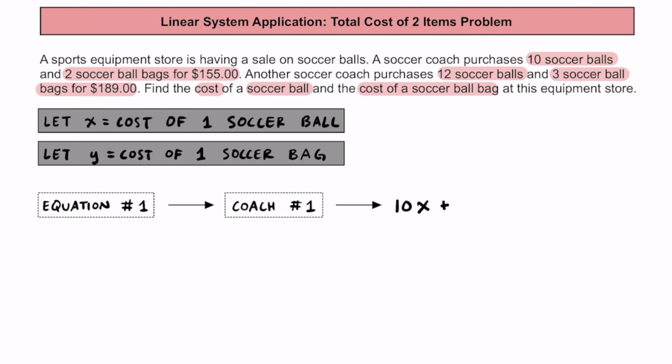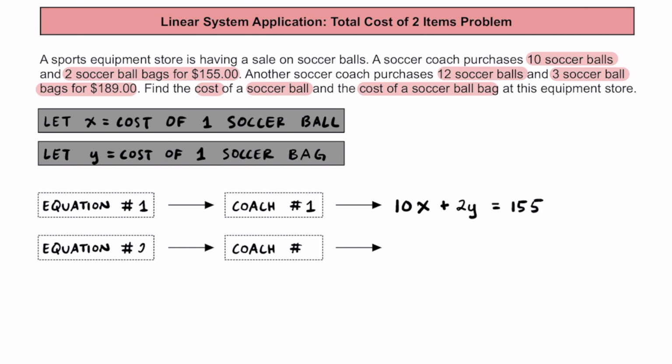But they also buy some of these soccer ball bags, so they buy 2 of these bags, and again, we don't know the cost of them. We're saying y represents the cost of one bag. So the expression 2y is going to represent the total cost of the bags. Now, adding these two costs together, we also know the total that the soccer coach spent, which was $155. So adding up the total cost of the soccer balls and the soccer ball bags, we have a total of $155. So there we have one of our linear equations, but what about the other soccer coach?